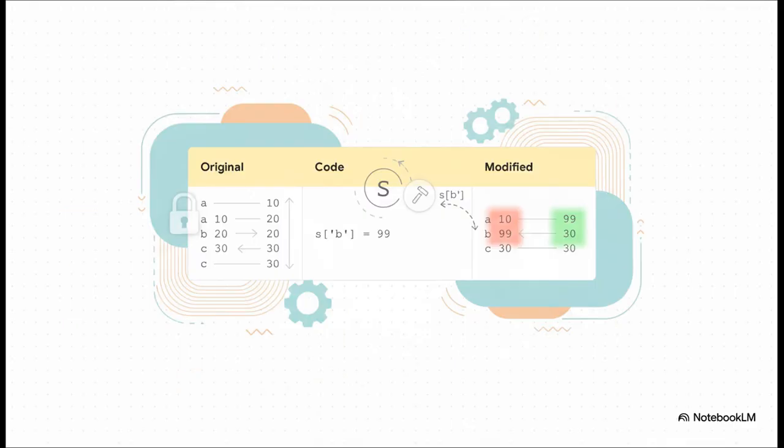Now here's an important distinction we talked about. You can't really change the length of a series after you've made it, but you can absolutely change the values inside it. It's so easy. We can just pinpoint the element with the label B and assign it a brand new value, like 99. It's that simple. Your data is flexible and can be updated whenever you need it to be.